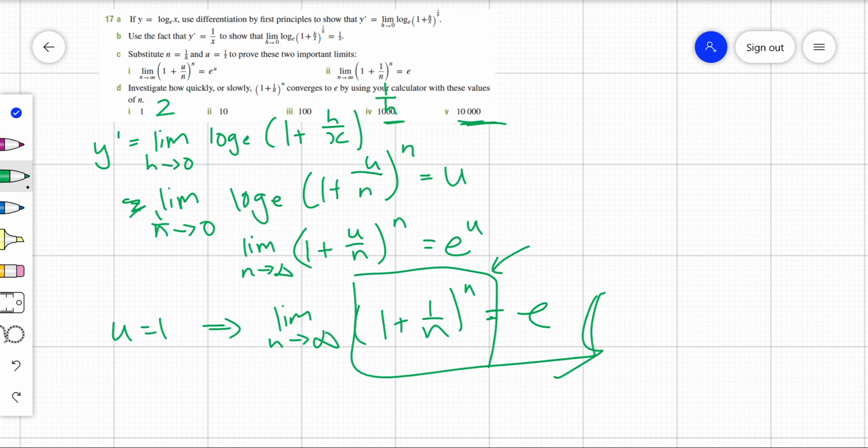So you can see, if you put e into your calculator, you'll see 2.718281828. So we're pretty close. 2.7181 is pretty close. So that's just if you want to investigate it.